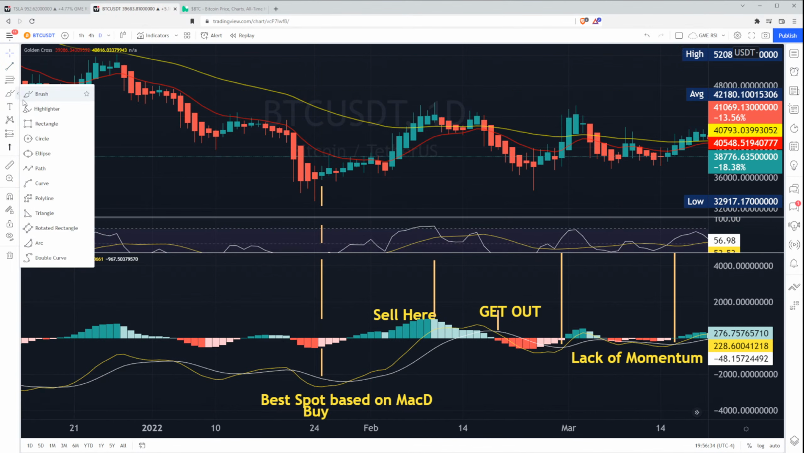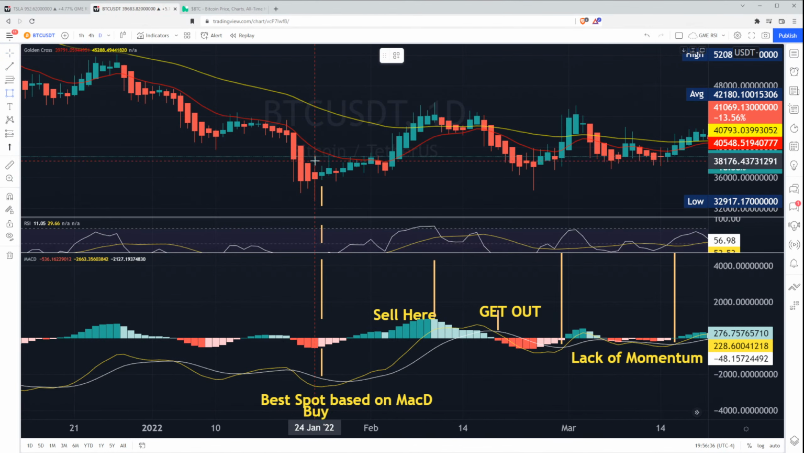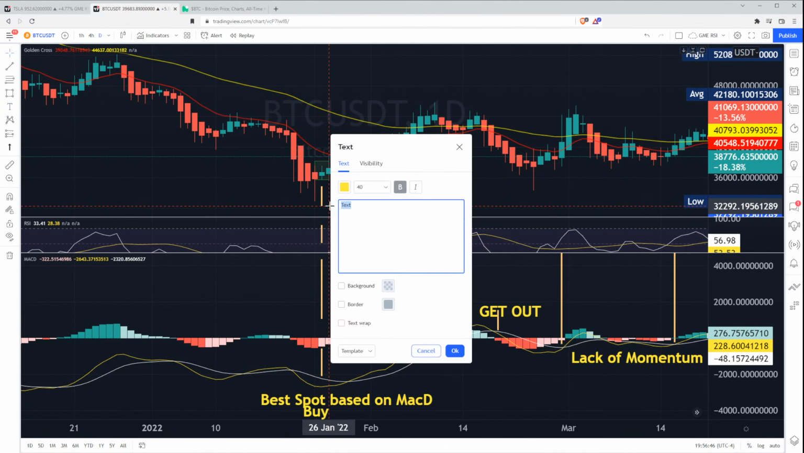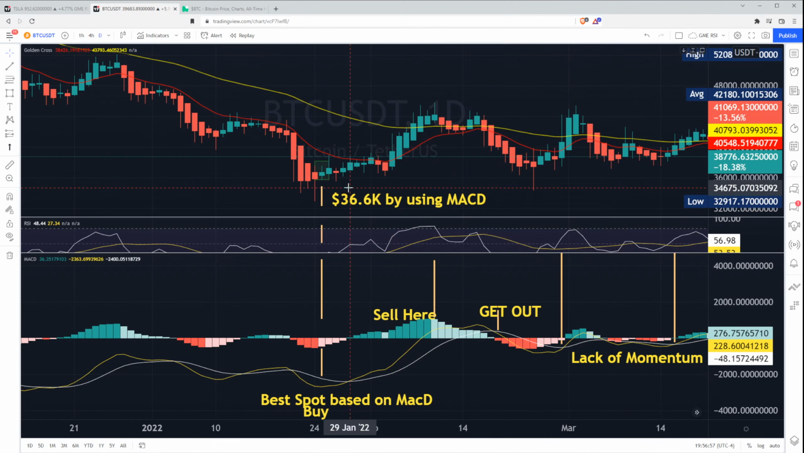And let me draw a little block right here. I'm going to draw the green blocks for accumulation. So this is the block where you would accumulate your Bitcoin. So the average price you would have paid would be about 36.6K. So if you're using a MACD, you would have bought the Bitcoin right there at 36.6K. Now, where do you get out? You start to get out right here.